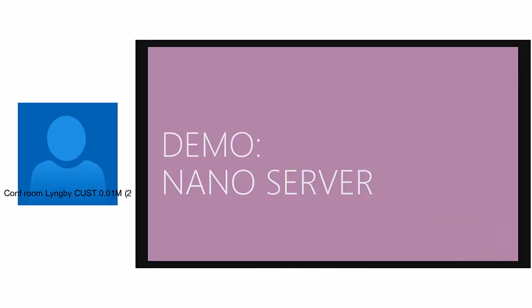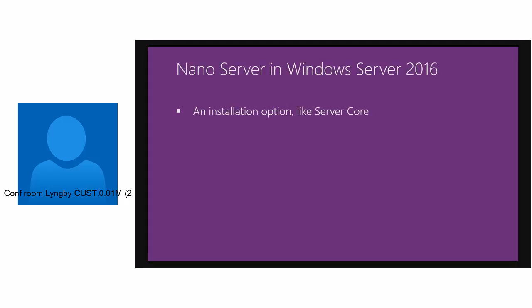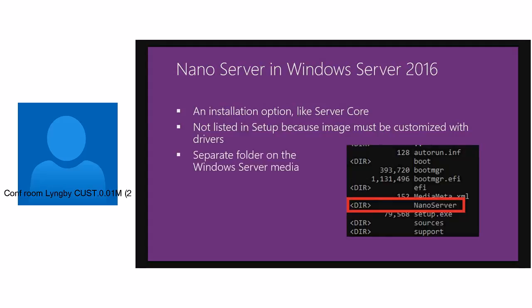So this is how Nano Server looks, but how can we deploy it? It's just the installation option as a Server Core. As I said, it has both SKUs for Standard and Datacenter. It's not listed in setup because you need to customize that image with drivers. So it's actually a folder on Windows Server media called Nano Server.